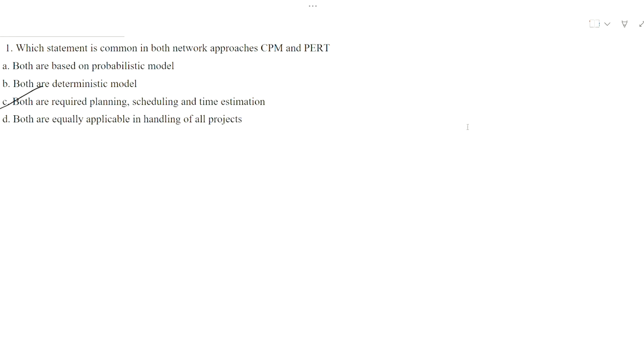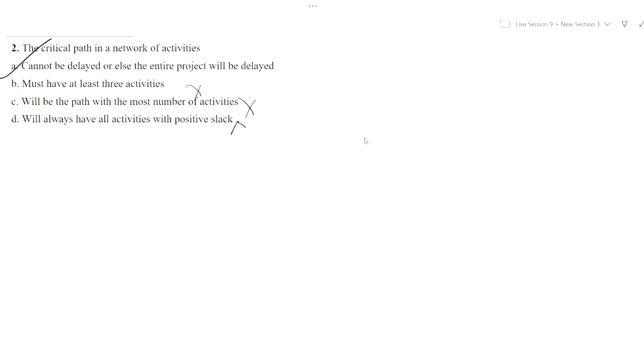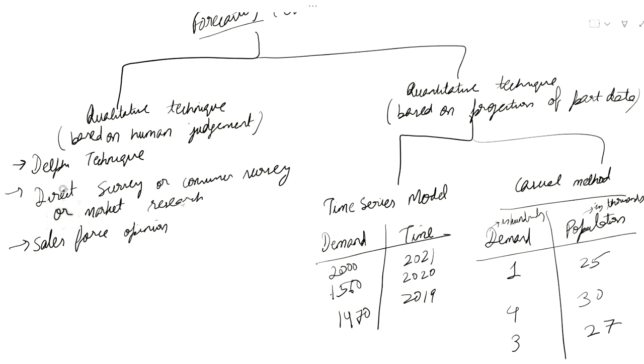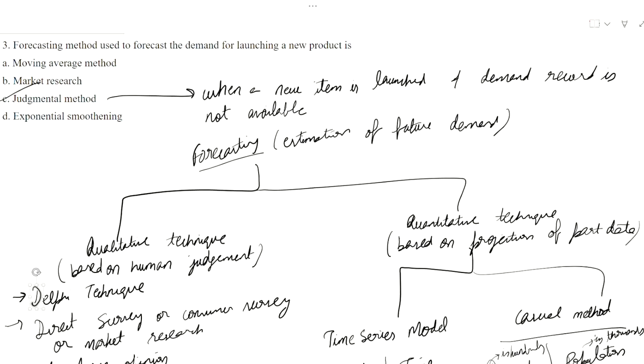Now in the CPM part, what are the common functionalities? Both are required in planning, scheduling, and time estimation. The critical path is a network of activities that cannot be delayed, because if it is delayed, the entire project will be delayed. Now, we also discussed forecasting.